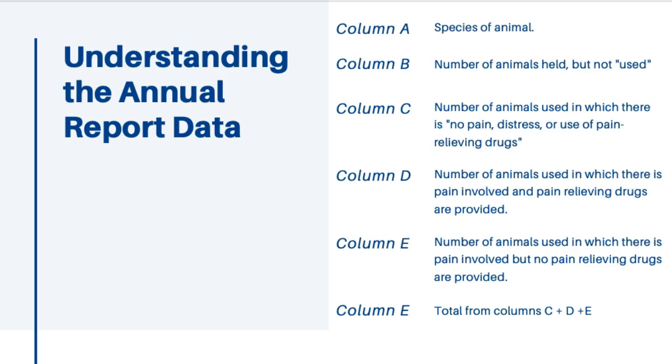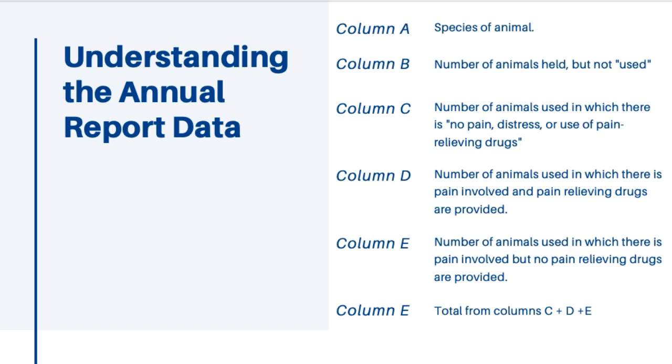D provides the number of animals who are used in which there is known and identified pain involved in the course of the experiment, and the animals are provided with pain-relieving drugs. Column E is those experiments in which pain is involved, but the animals who are listed in this column did not receive any pain-relieving drugs. These types of experiments are allowed when the researcher provides a justification that providing pain relief to the animal would somehow, in their mind, hurt the research outcome.